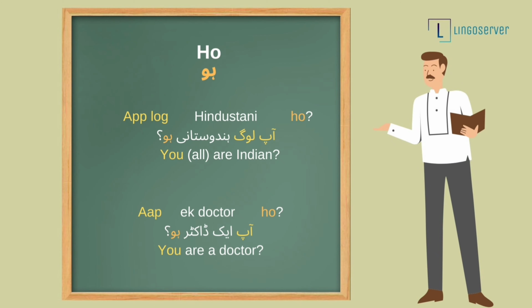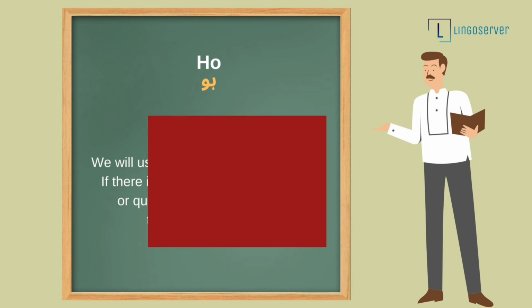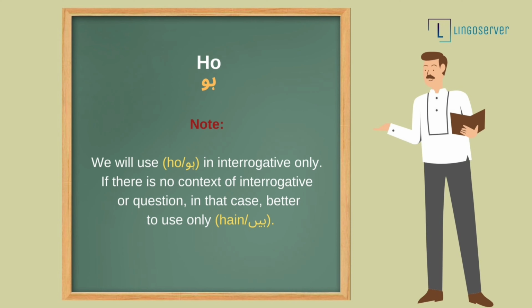And the next example is, आप एक डॉक्टर हो, you are a doctor. आप, you, एक डॉक्टर, a doctor, हो, are. आप एक डॉक्टर हो, you are a doctor. Note. Please listen carefully and try to understand. We will always use हो with तुम or तुम लोग, but with आप or आप लोग, we can use both हो and हैं. We will use हो in interrogative only. If there is no context of the interrogative or questions, in that case, better to use only हैं.